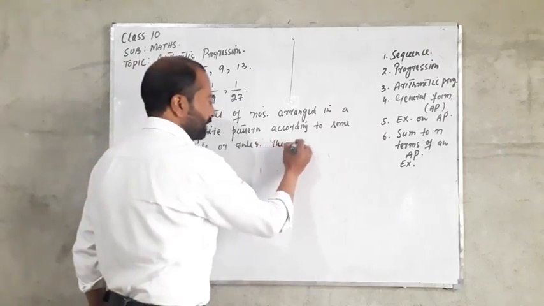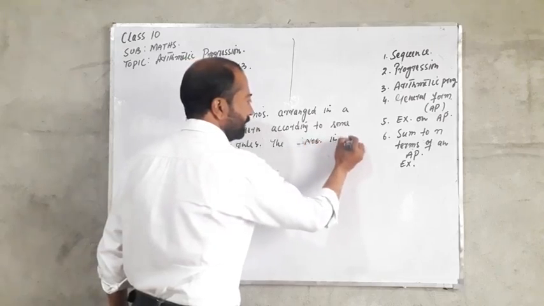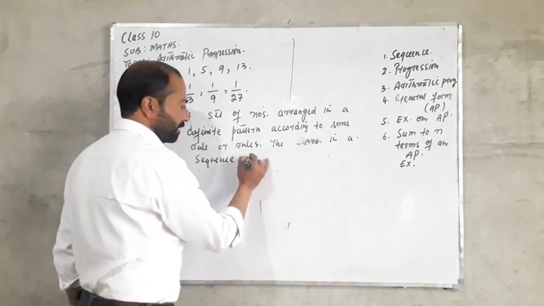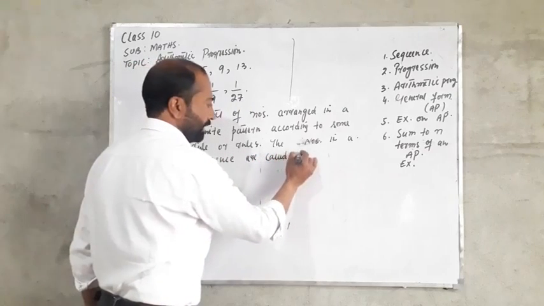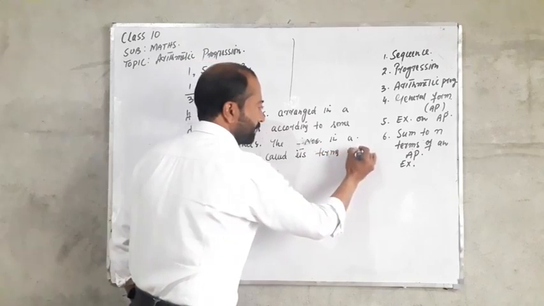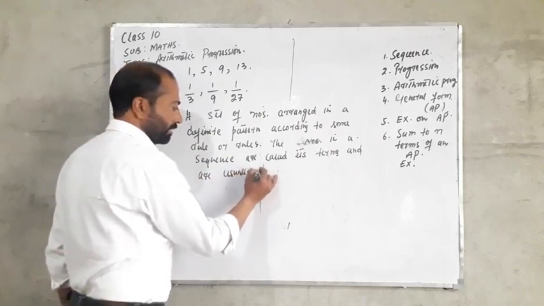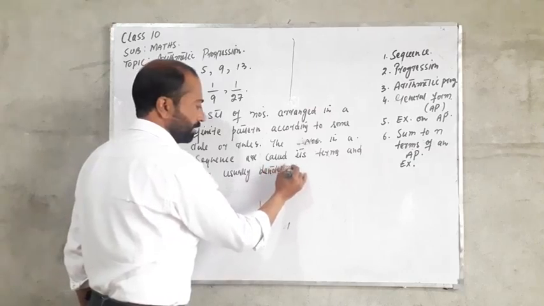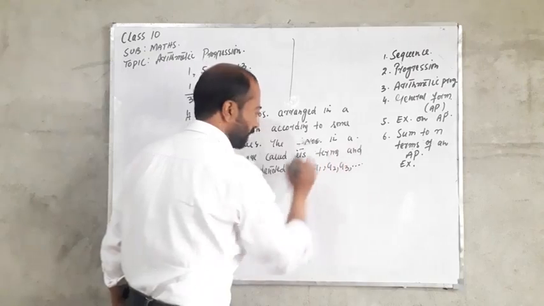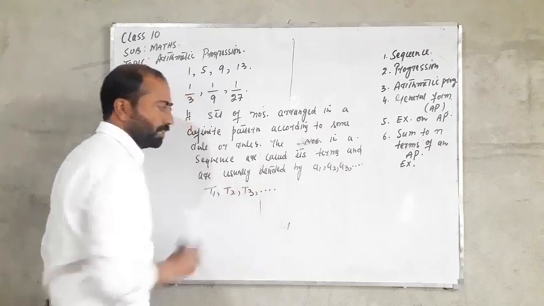The terms, the numbers in a sequence, are called its terms and are usually denoted by a1, a2, a3 and so on. Similarly, t1, t2, t3 and so on.